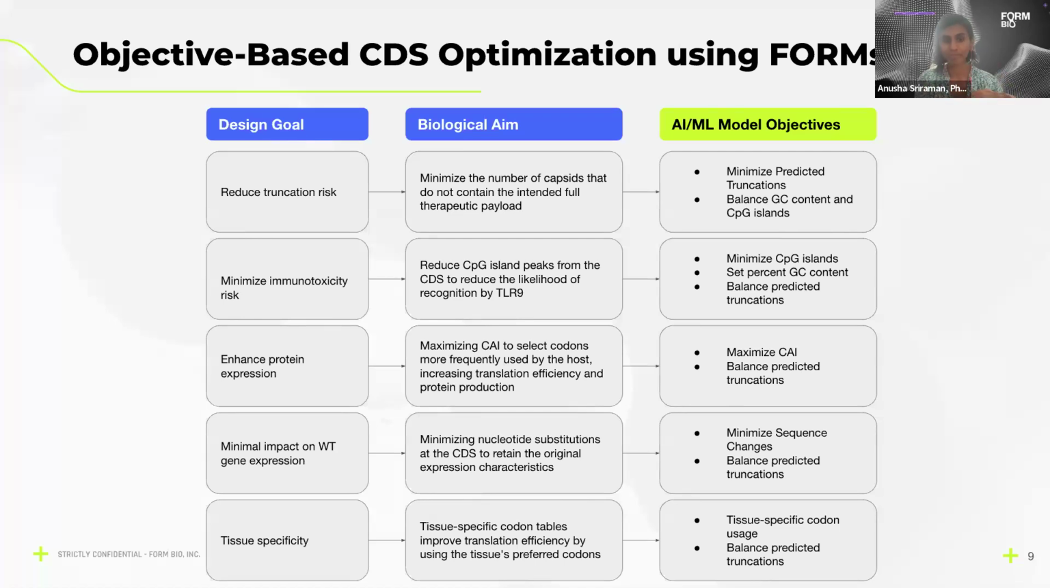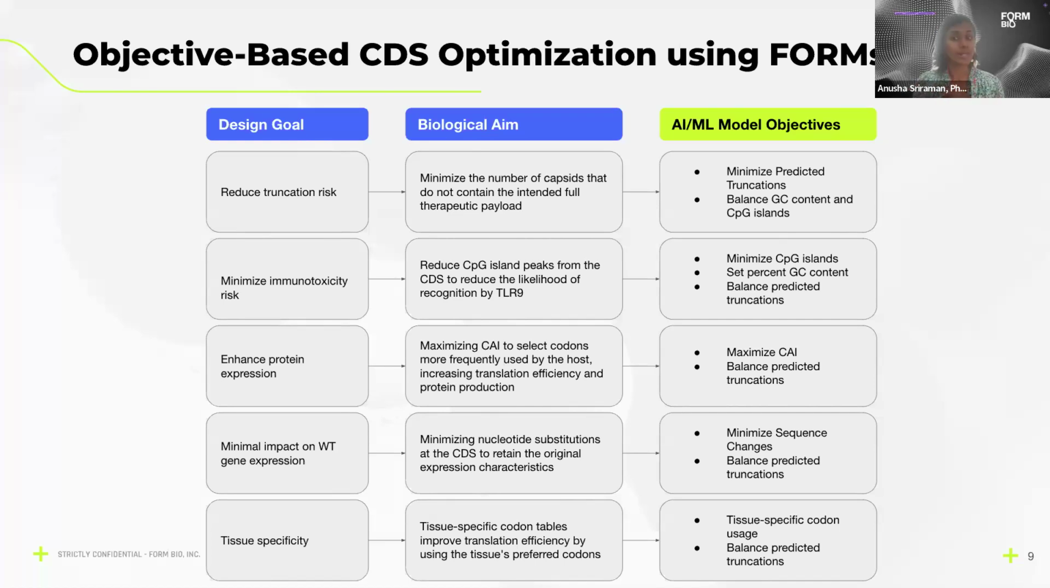Some of the other design goals that we can explore include minimize immunotoxicity risk, wherein we can lower the CpG islands in the CDS to reduce the chance of triggering TLR9 immune recognition. Then we have enhanced protein expression, where we can improve the translation efficiency by optimizing the codon adaptation index. We can maintain wild-type gene expression by minimizing the codon substitutions within the CDS to preserve the native gene's characteristics.